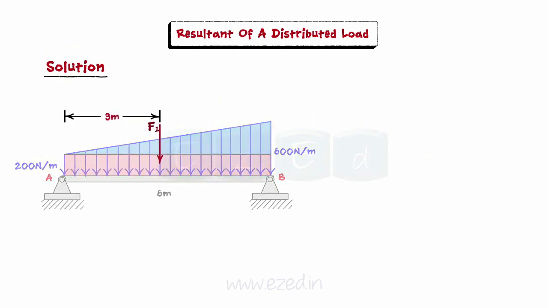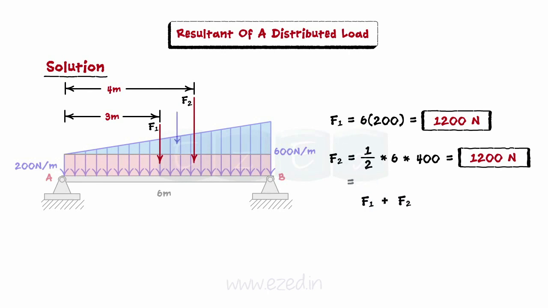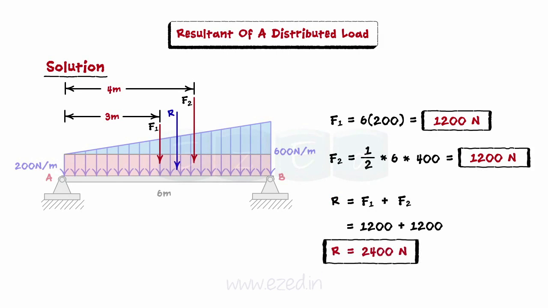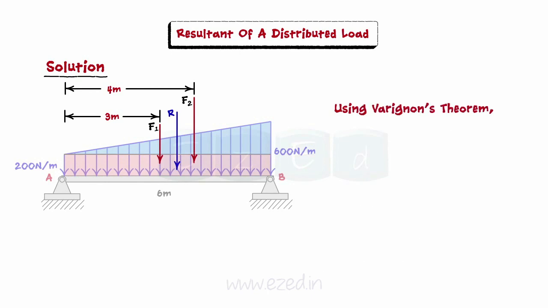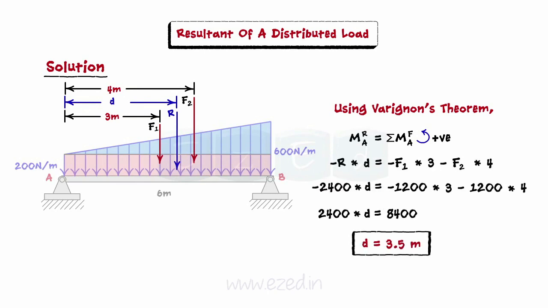We will first find the resultant F1 of the rectangular load using the basic formula to calculate area, that is, base into height. Next, we find the resultant of the triangular load F2 using the basic formula to calculate area, that is, half into base into height. Then, we will add them to find the magnitude of the resultant. The magnitude of the resultant is calculated as 2400 newtons. Then, we use Varignon's theorem to find the exact position of the resultant with respect to point A. On substituting the values and then simplifying, we find that the resultant acts at a distance of 3.5 meters to the right of A.